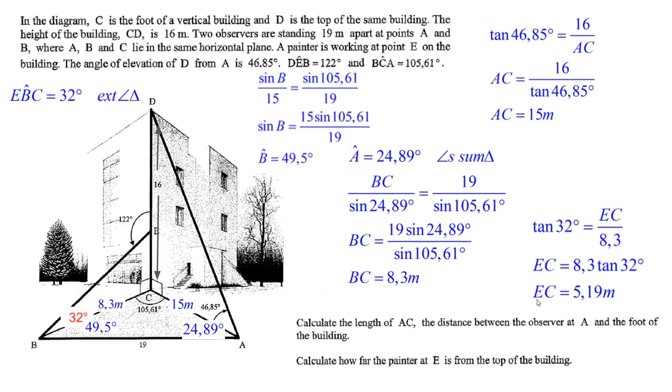Maybe I didn't finish it. I didn't. I've got to go 16, and I've got to subtract that to get 10.81 meters, because they asked for DE. I forgot to go 16 minus this. And there you go, all done.